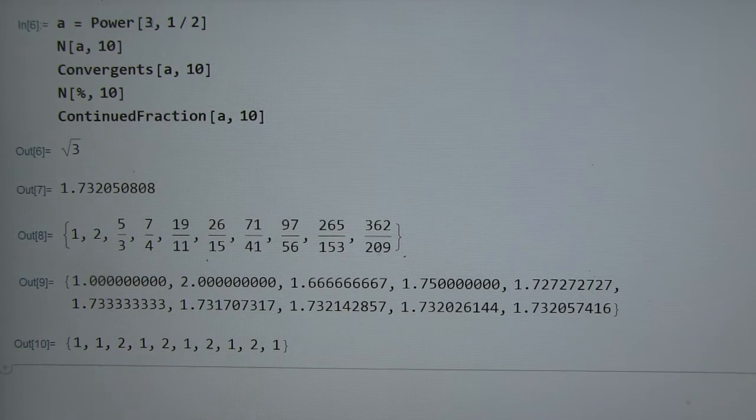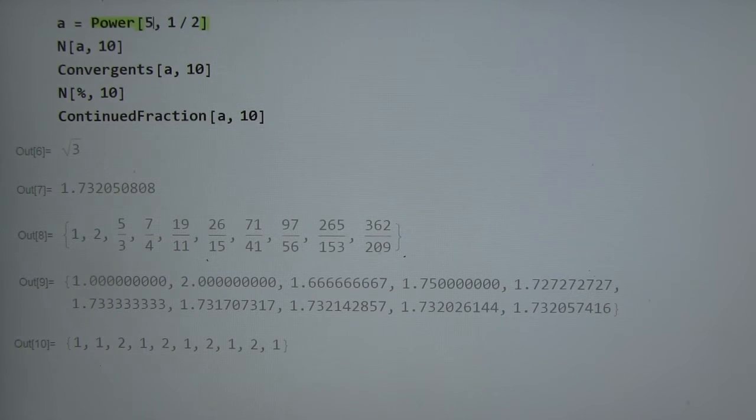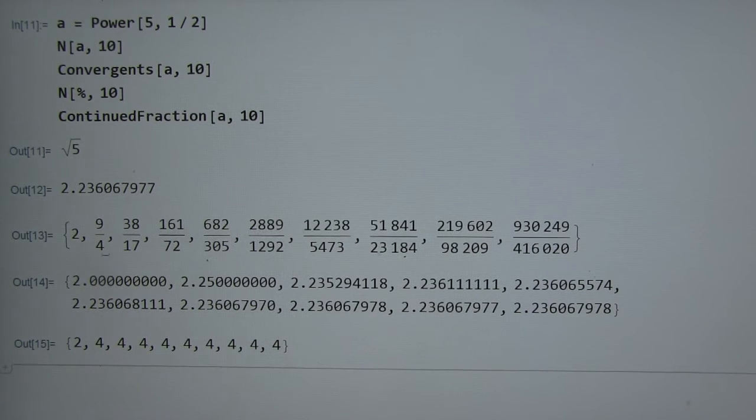Okay, let's do the square root of 5. Let's see what we get. Now this time we get 1 plus 1 over 2 plus 1 over 4 plus 1 over 4 plus 1 over 4. Oh, that's interesting. So, yeah, this is the first one where we start with a 2, because square root of 5 is now above 2. Yep. And then it's 1 over 4 every time, which is kind of interesting.